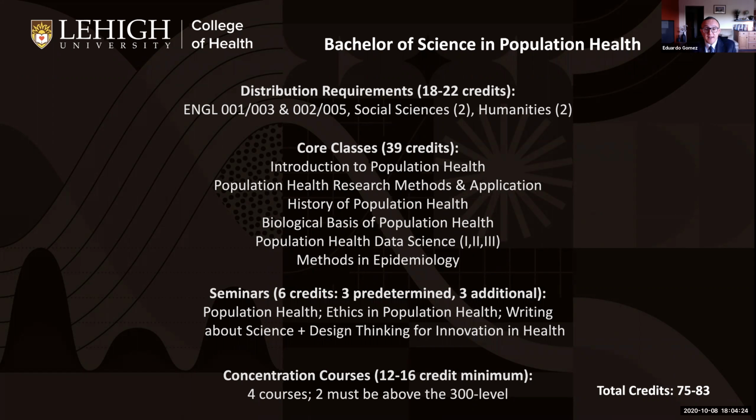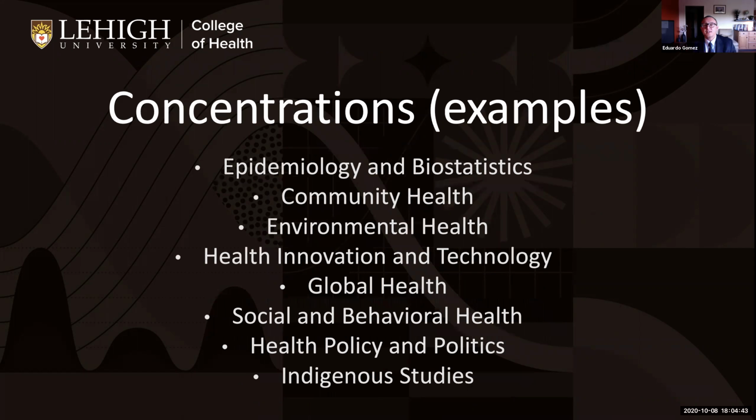But we also have concentration courses. Towards the end of your degree, you can decide on what area you want to concentrate in. These are 12 to 16 credits minimum. 4 courses are required, and 2 must be above the 300 level. You can concentrate in several different areas. These are just some examples of what you can specialize in with your degree towards the end, and again, this is in consultation with your advisor that you'll be provided.